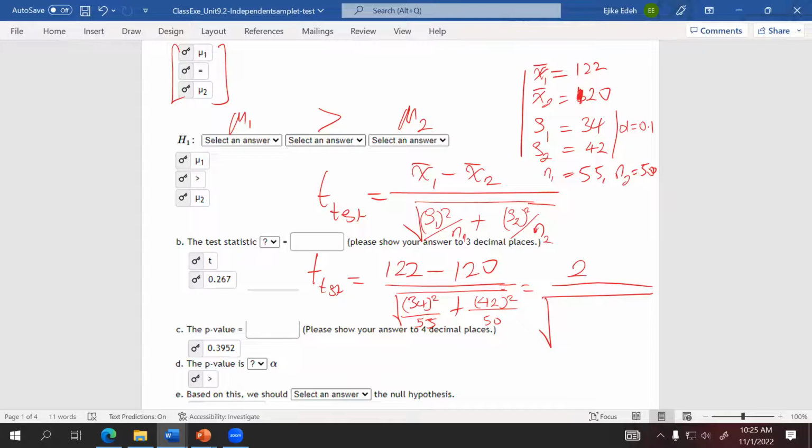Do you just want what's under the square root? Yes, but just on what is under it, but let's do it in parts. Let's do 34 raised to the power of 2 divided by 55 first. Let's have that on one side and add the other part.